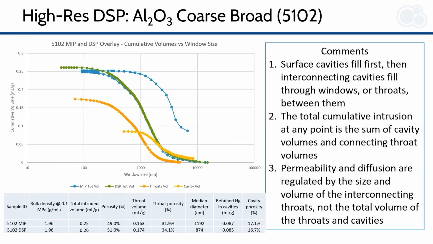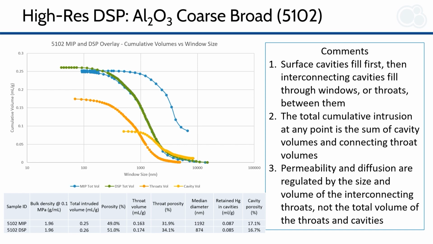Looking first at the alumina with coarse broad distribution, the classical intrusion-extrusion analysis is shown here in blue with summary data in the first row of the table. The complete DSP results are shown in green, and notice that these results are like the classical intrusion analysis, though with higher resolution and as a result better equilibration. The intrusion of cavity volumes as a function of pore windows through which they are filled is shown in yellow, while the distribution of throat volumes is shown in orange. Here we see what is likely some surface cavities filled initially, then the interconnected internal cavities filling.